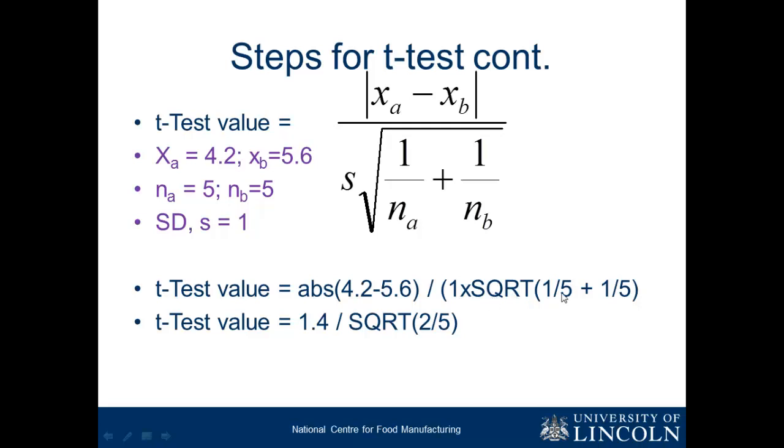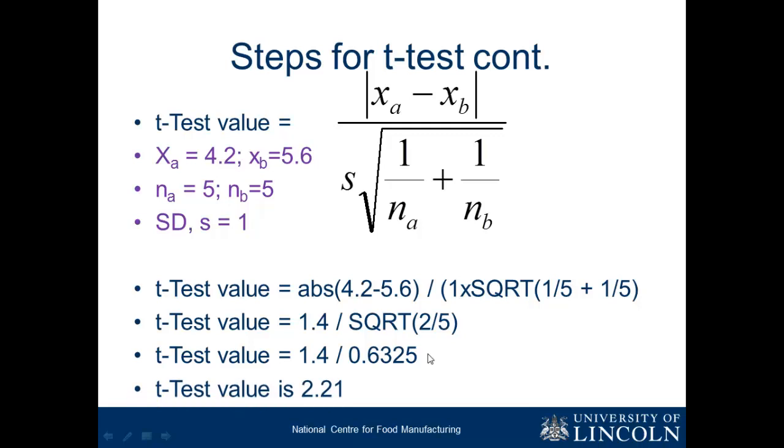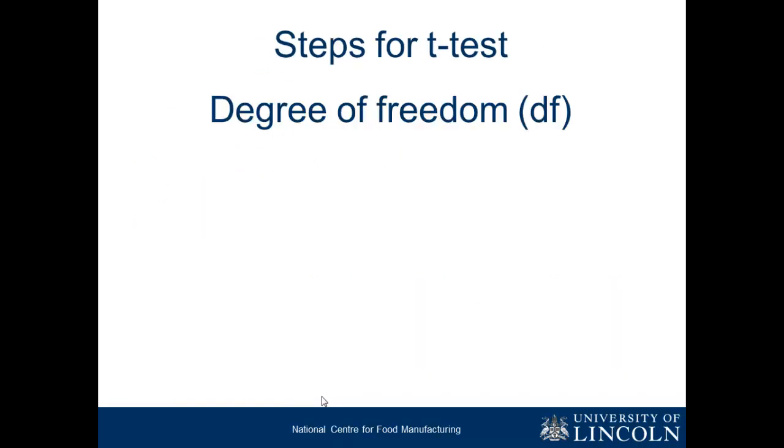Now this is the square root of 1 over 5 plus 1 over 5. Then 1 over 5 plus 1 over 5 is 2 over 5. So you find the square root of that, you have 0.6325. Then you divide, and you have your t-test value. Your t-test value is 2.21. That is your t-test value. Now, once you've obtained your t-test value, you also need to go and look for your t-test in the table. So let's go and look for the t-test in the table.